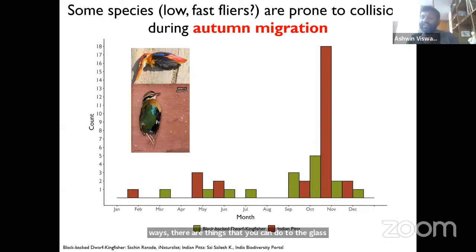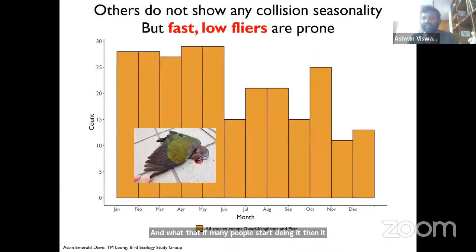And using this data, this is something we've already been able to do. There are some big companies that have actually now implemented some bird-friendly glass based on this data that has come from citizen science. If many people start doing it, then it can have great impacts for conservation.